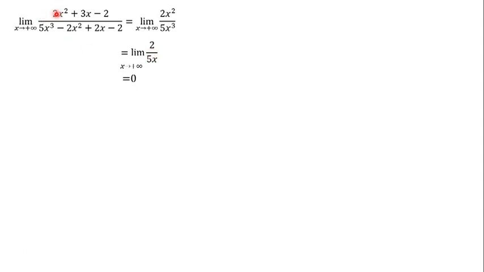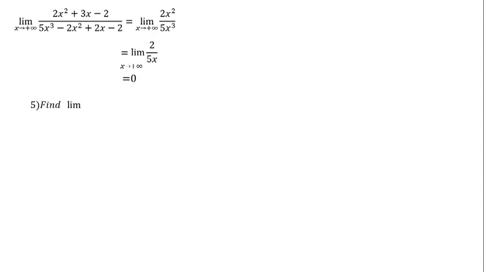So instead of dividing all four terms through by x cubed, we simply look at the term with the highest power of the numerator and the term with the highest power of x at the denominator, and we evaluate the limit. Okay, let's move to the next example.